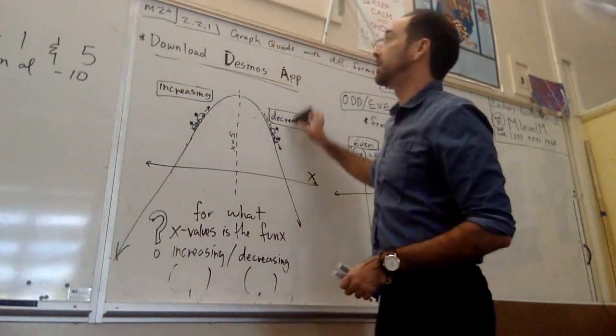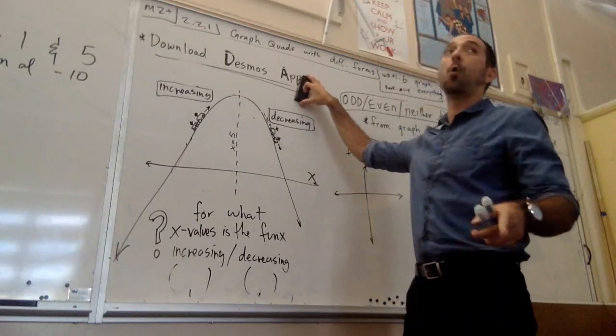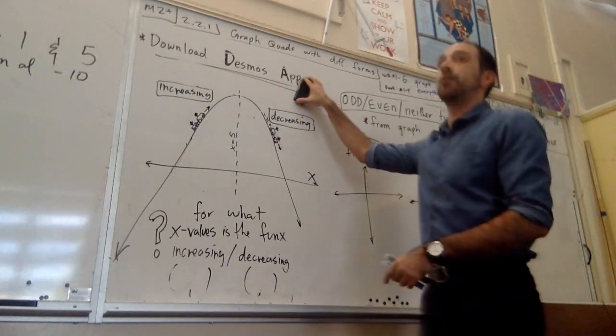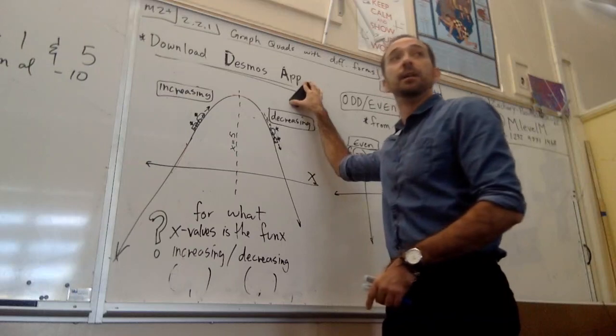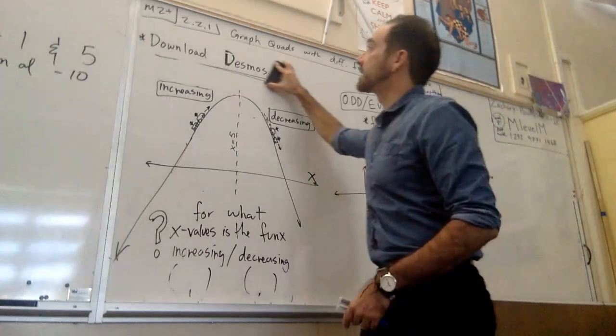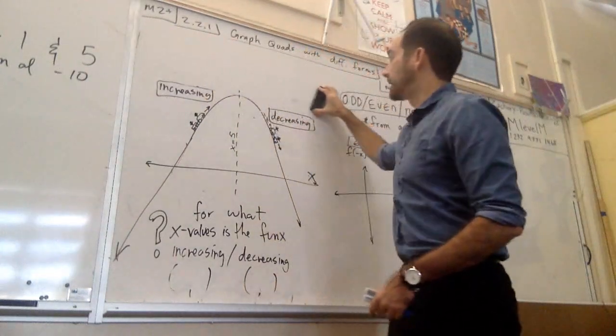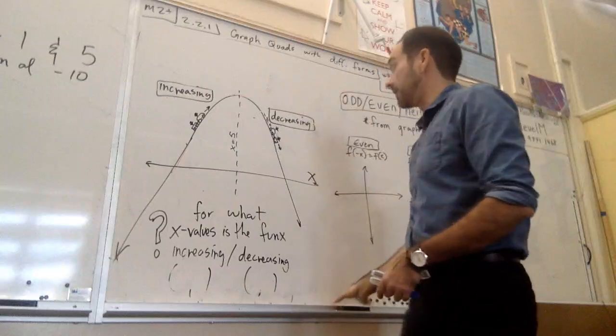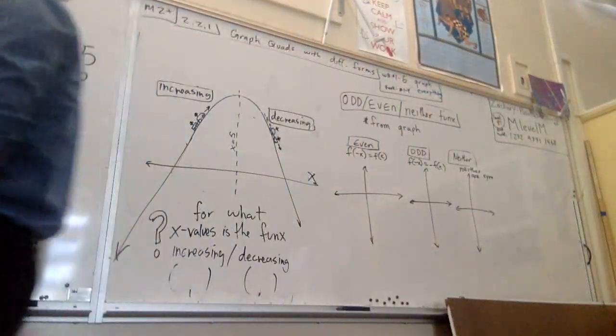Okay, we've already downloaded the Desmos app. If you're watching at home, it's a free app. You want to get that on your phone. We're going to use it a lot in class, okay? So get the Desmos app. It's free. It does not use Wi-Fi or data. So it's a standalone in your phone, and it works just like a graphing calculator.